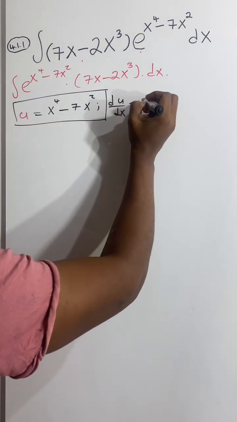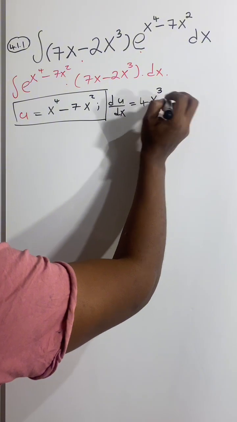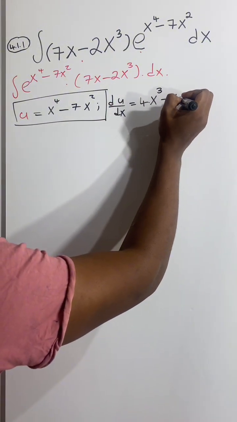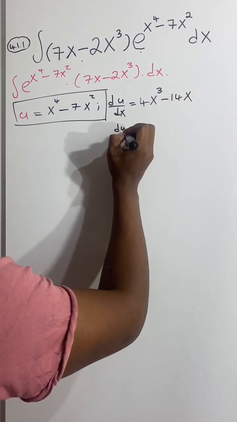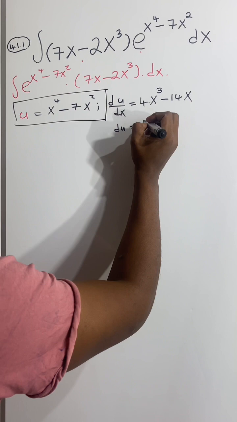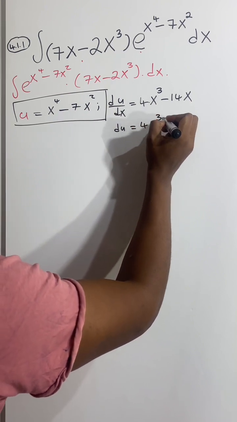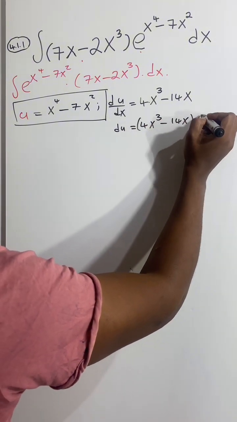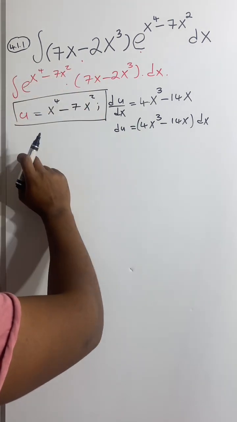Differentiating x to the power 4, we get 4x cubed. Differentiating negative 7x squared, we get 14x. So we multiply both sides by dx, and du will be equal to 4x cubed minus 14x dx, and we have 7x minus 2x cubed there.